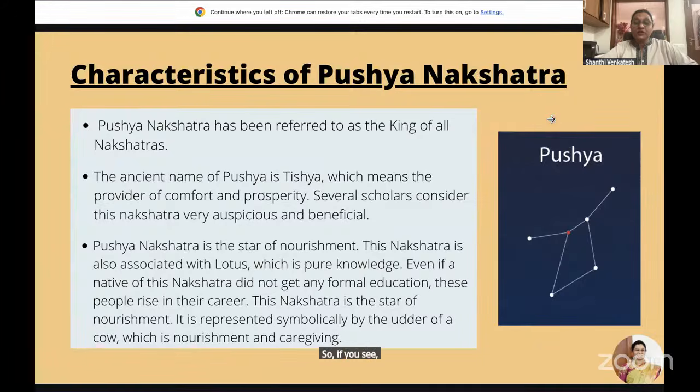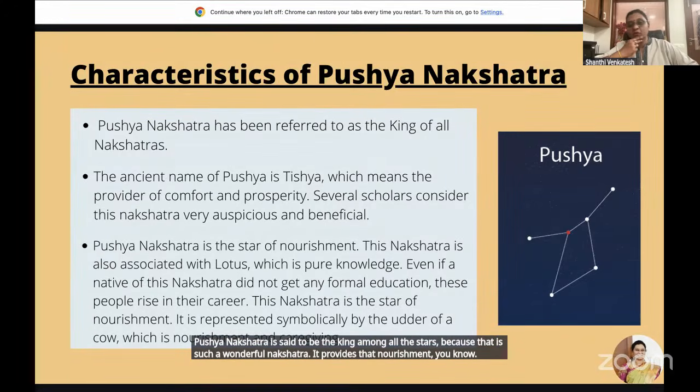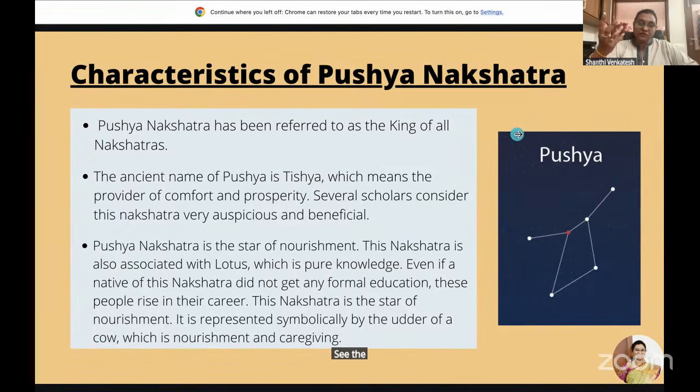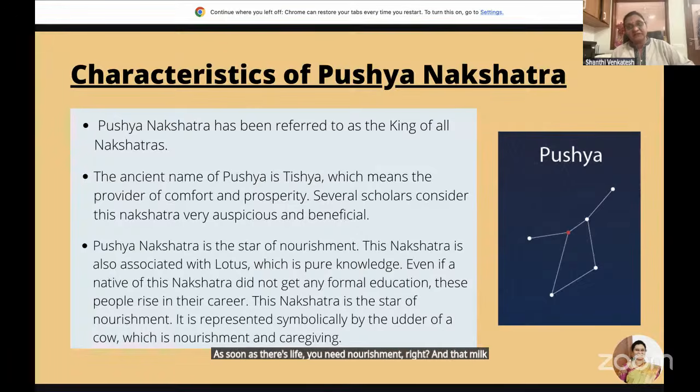So Pushya Nakshatra is said to be the king among all the stars because it is such a wonderful nakshatra. It provides that nourishment. If you see the symbol for Pushya Nakshatra, it's the udder of a cow which yields milk. As soon as there's life, you need nourishment, right? And that milk provides nourishment. We pray to the cow as a universal mother. Why do we do that? Because the cow provides that nourishment for us. So the symbol for this nakshatra itself is the udder of the cow, which signifies nourishment. That's why this nakshatra is known as the king of all nakshatras. So it provides prosperity, comfort, and is a very good auspicious nakshatra. That's why it is known as the star of nourishment.